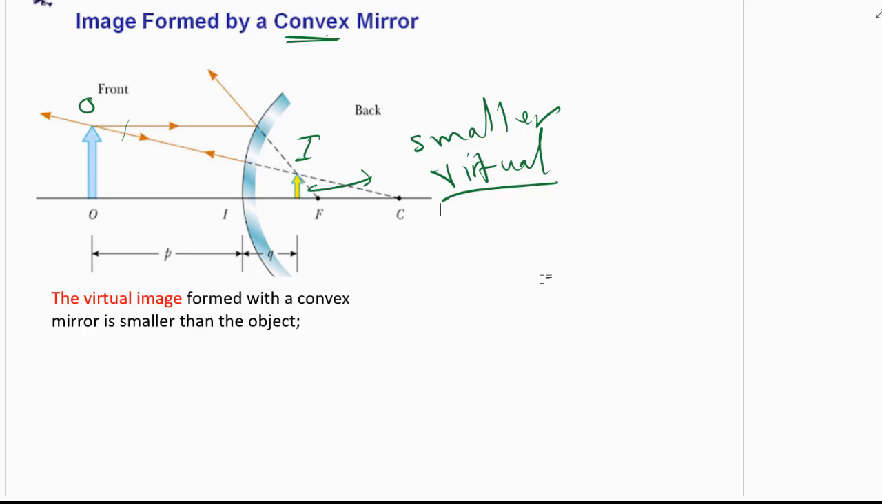Also, about the car's mirror, which is called a convex mirror, the image is always smaller at any distance. If you look at the car's mirror, you will find the image is always smaller than the actual object, and it's upright, which means it's a virtual image.